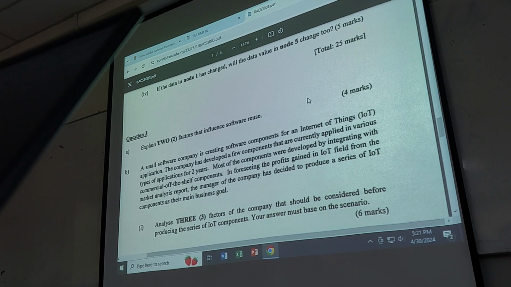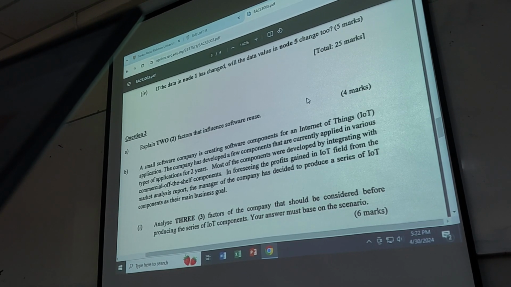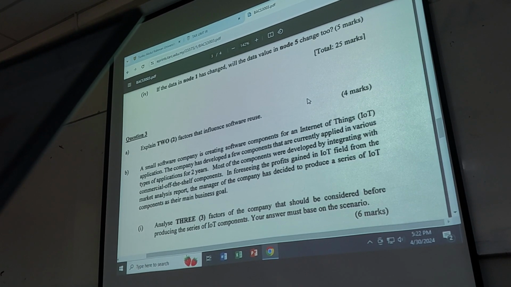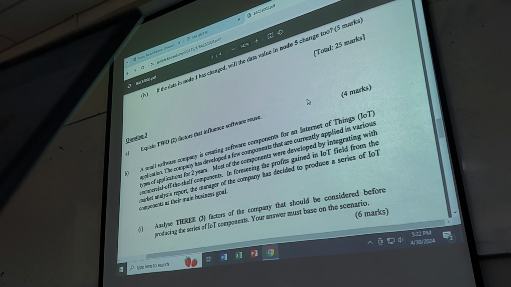So most of the components were developed by integrating COTS. Enforcing the profit gain in the IoT field from the market analysis report, the manager of the company has decided to produce a series of IoT components as their main business goal. Means that they try to produce those IoT components for reuse, maybe they can sell to others. Now, analyze 3 factors of the company that should be considered before producing the product line. Understand? So what are the 3 factors here?